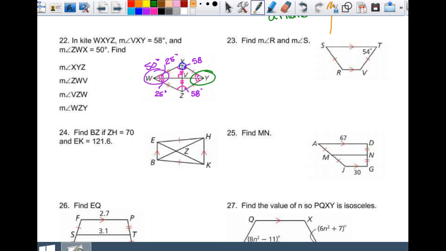I know that this is a little right triangle. So if this is a right angle here and that's 58, then these two have to be complementary. So 90 minus 58 is going to give me 32 degrees here, which means that this piece is 32 degrees. So the whole thing, XYZ, is going to be 64 degrees.